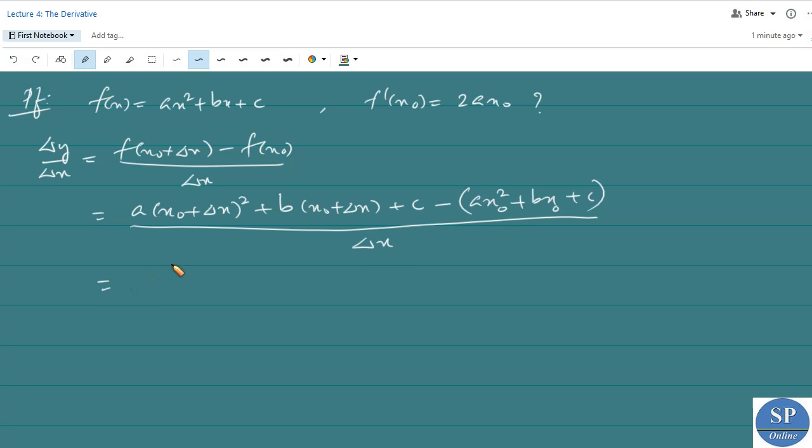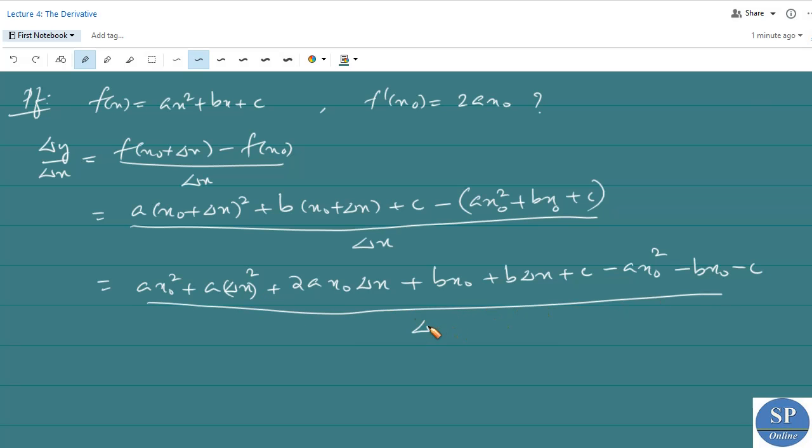Okay, now this is equal to, expanding this we get a into x naught square here plus a into delta x whole square, that is delta x square, plus 2 x naught delta x here into a, that is 2a x naught delta x, plus b x naught will be here plus b into delta x plus c. Now this is minus a x naught square minus b x naught minus c, whole divided by delta x.